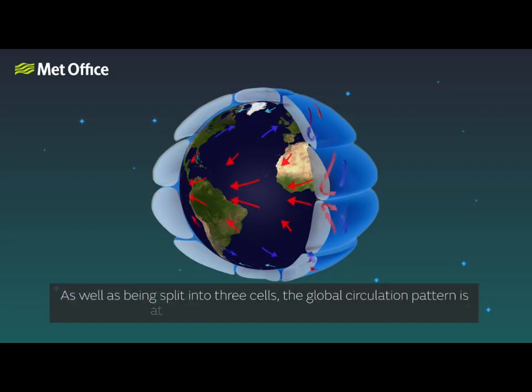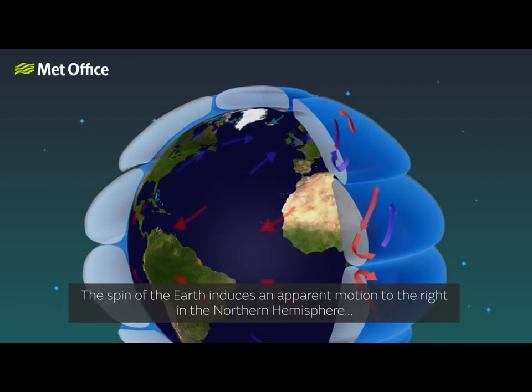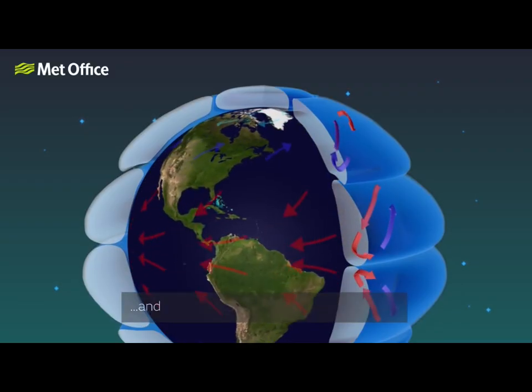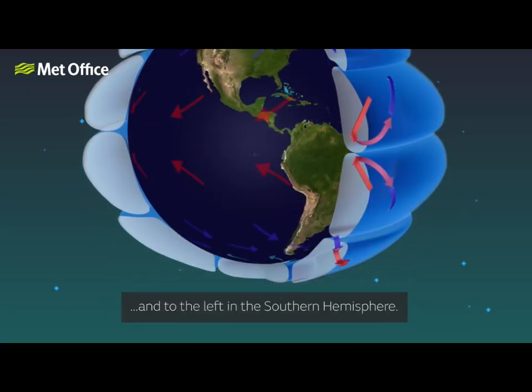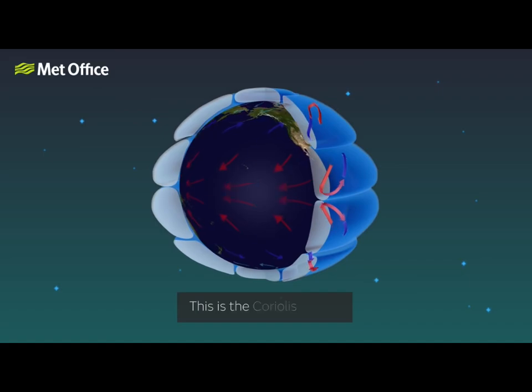As well as being split into three cells, the global circulation pattern is at an angle due to the Earth's rotation. The spin of the Earth induces an apparent motion to the right in the northern hemisphere and to the left in the southern hemisphere. This is the Coriolis effect.